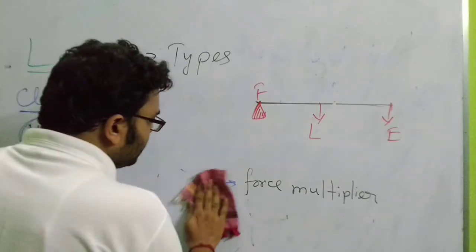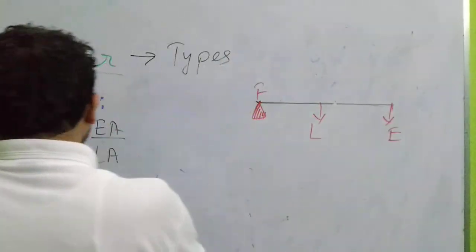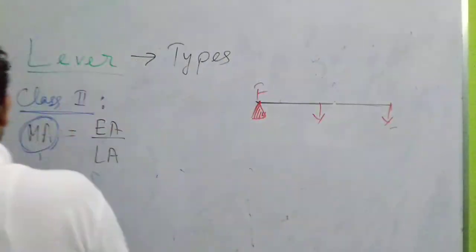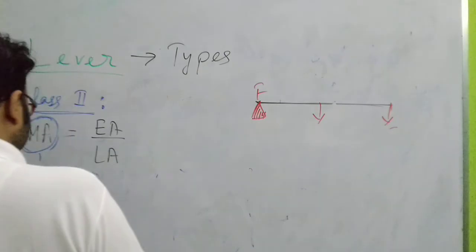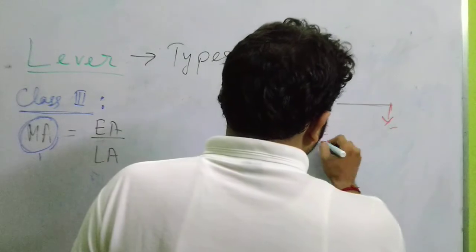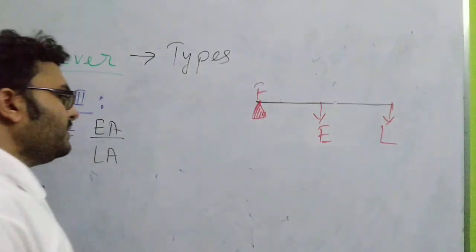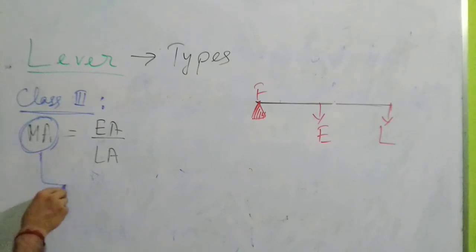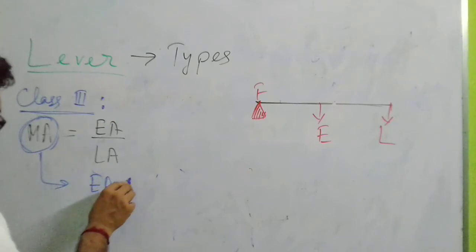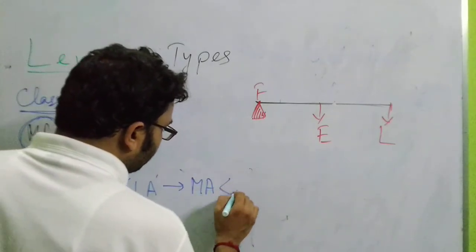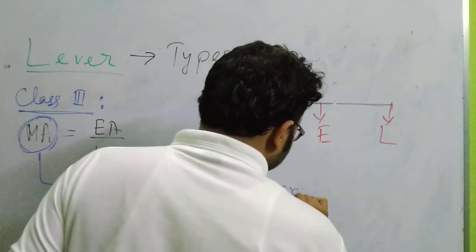Now, the last kind of lever is the class 3 lever, whose schematic diagram will be something like this. Here the effort will come in between, and the load will be at the other end. So the effort comes in between the fulcrum and the load. Those kinds of levers are called class 3 levers. For class 3 levers, the effort arm is always less than the load arm. Hence this kind of lever has mechanical advantage always less than 1, and hence they are always speed multipliers.